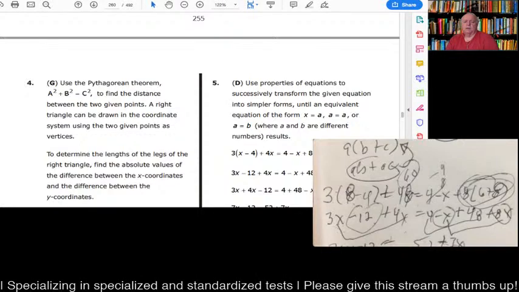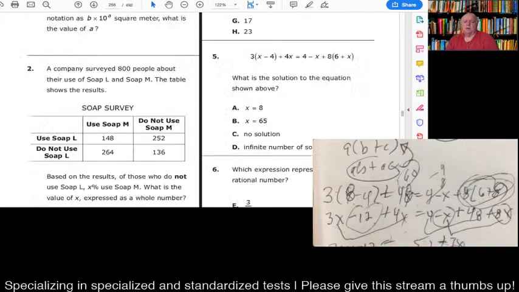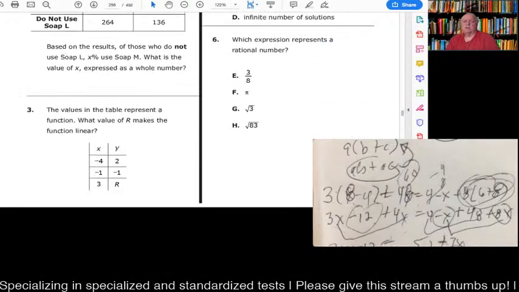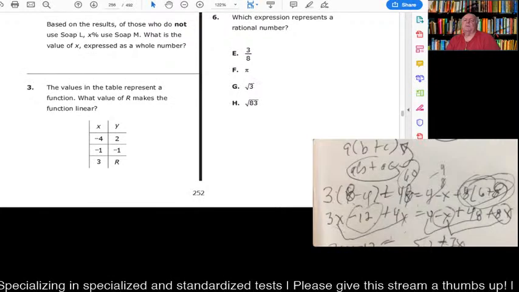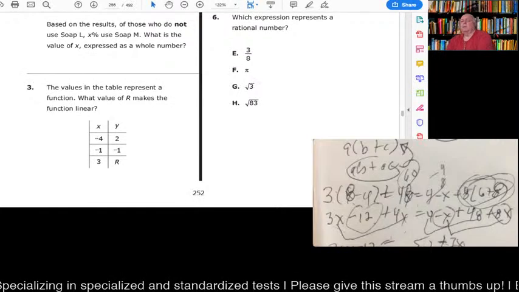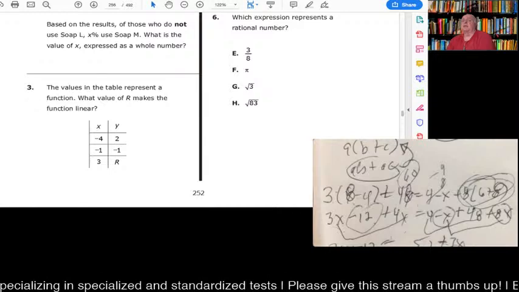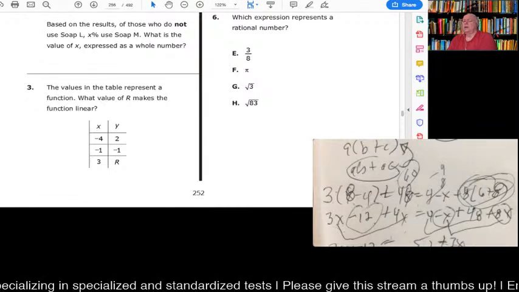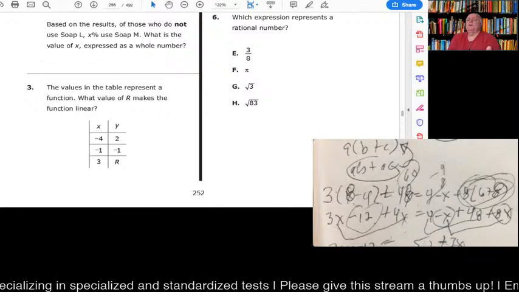All right, so that's the deal there. All right, so the answer to that is no solution. 6, again, 6 seems super easy, and yet some of you are going to be like, oh my God, we have to know what a rational number is? Yeah. As I keep telling you guys, make sure you know your fundamentals.